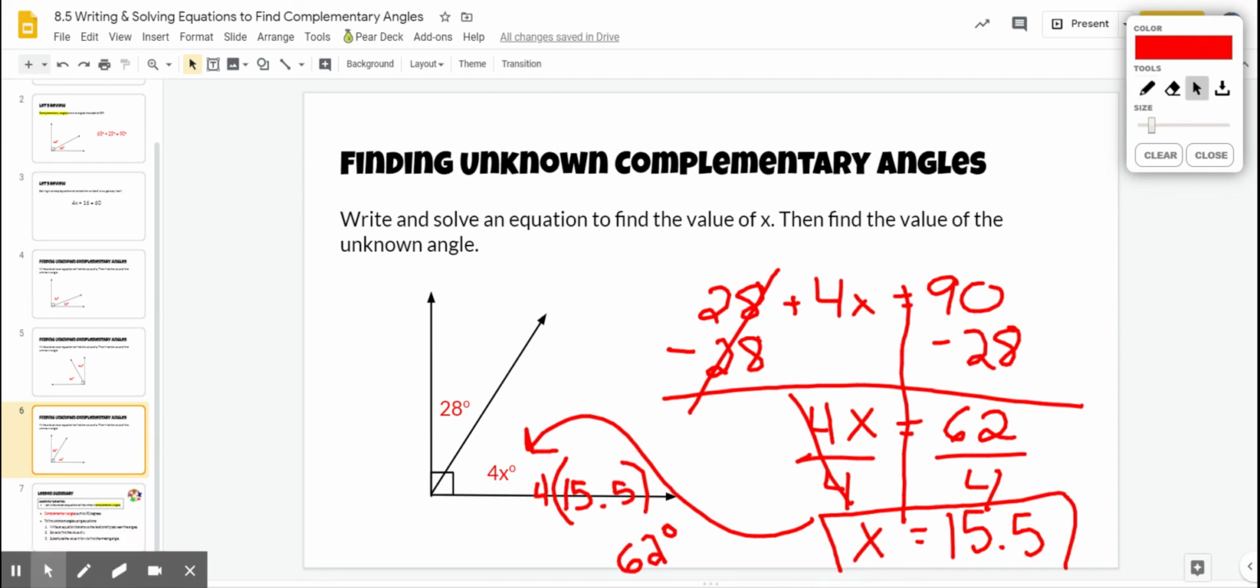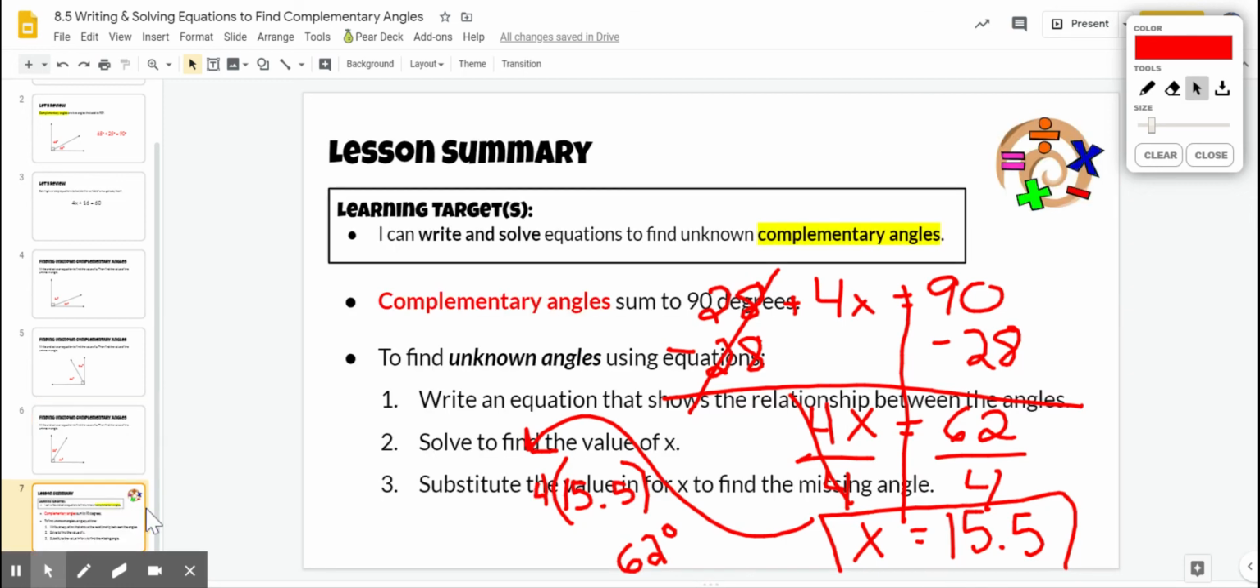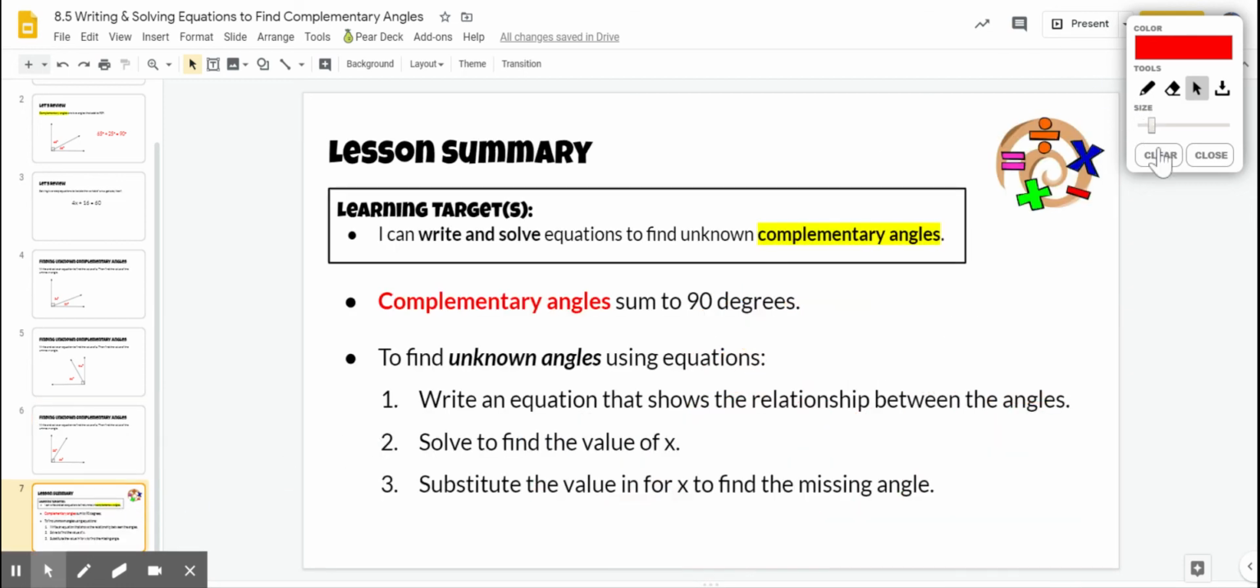So today we learned how to write and solve equations to find unknown complementary angles. So a few important things you want to remember. First, that complementary angles, they sum or add up to 90 degrees, and that's important when you're writing your equation. Once you have your equation written, to find the measure of the unknown angles, there are three simple steps that you have to follow. So first, write your equation that shows the relationship between the angles. Step number 2, solve to find the value of x. And then your final step is to take that value that you got for x and substitute it in to find the value of the missing angle.